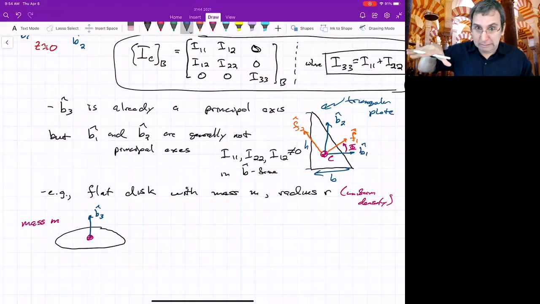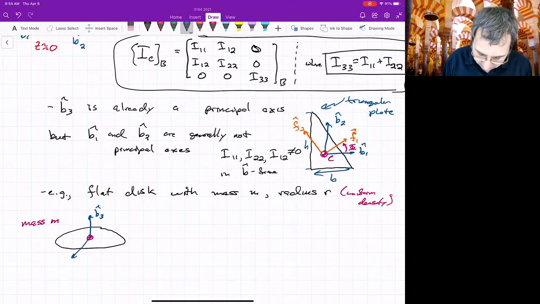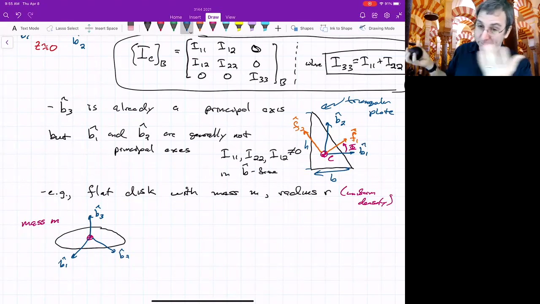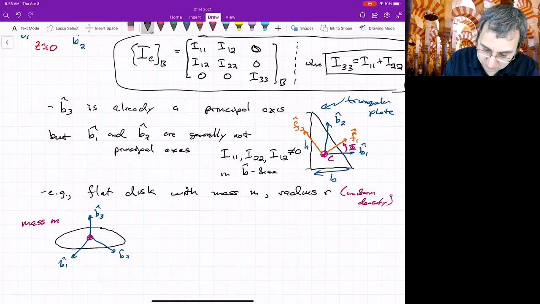the plane of our planar body, then B1 and B2, any B1 and B2 we choose, due to symmetry, are going to be principal axes. So I guess that's something I didn't mention. If you have a body with a certain symmetry, then there are no distinct principal axes. Like a sphere, any direction is a principal axis. If you had the ability, you could spin the Earth about any direction, and that would be pure rotation.